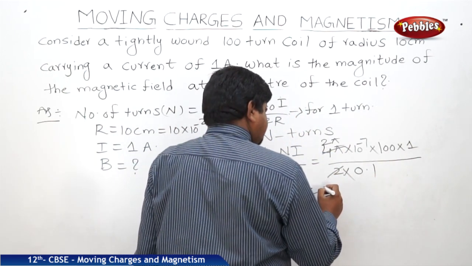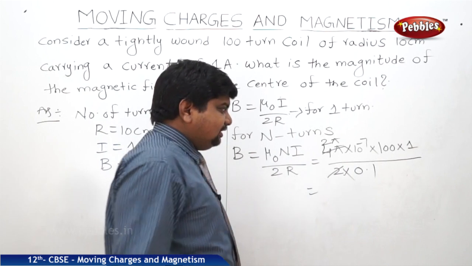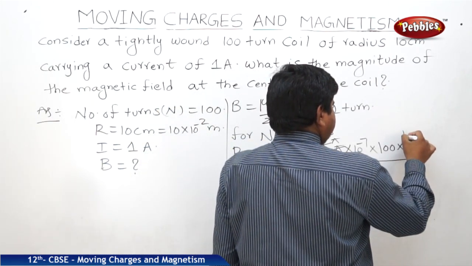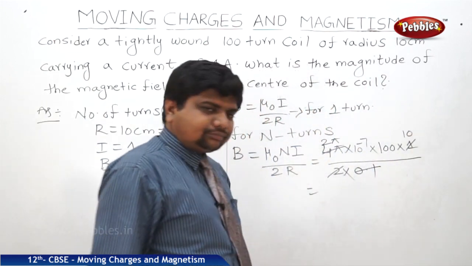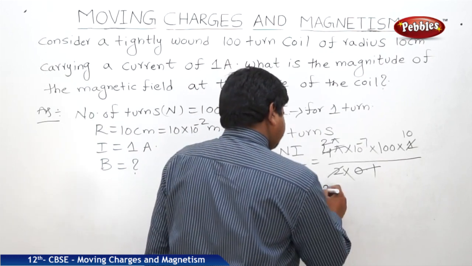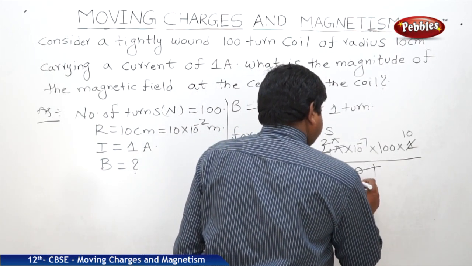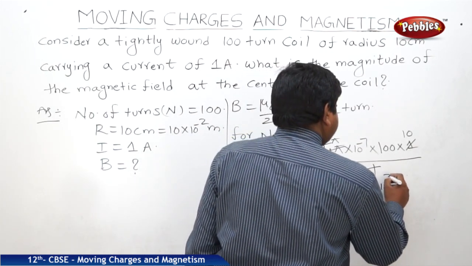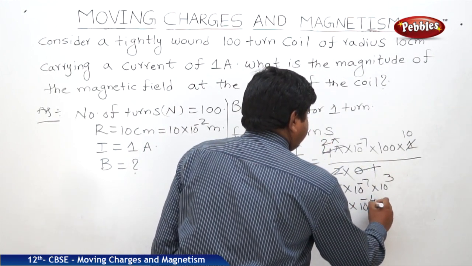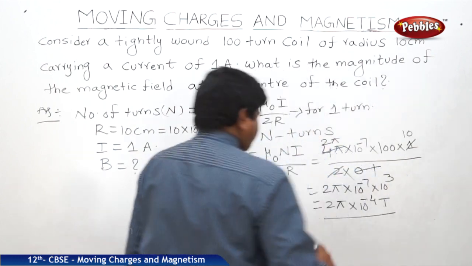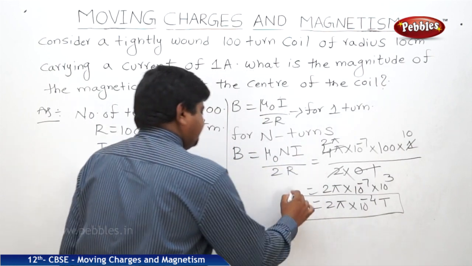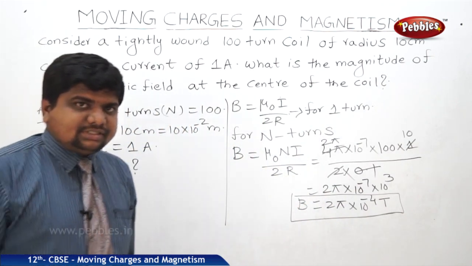So the answer is 0.1. This 0.1, 10 times. So 2 pi into 10 to the power of 7 into 1000 to 10 cube. So we can write 2 pi into 10 to the power of minus 4 Tesla. This is the magnetic field for the given radius and number of turns.